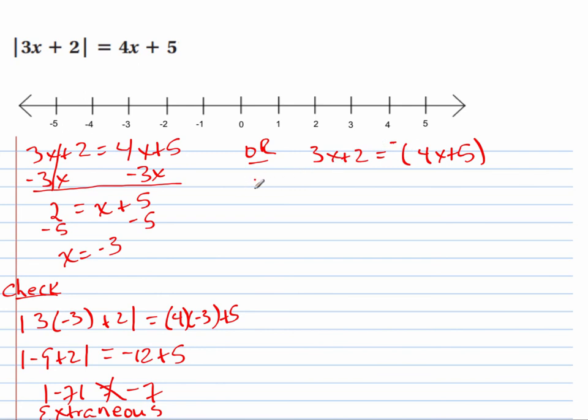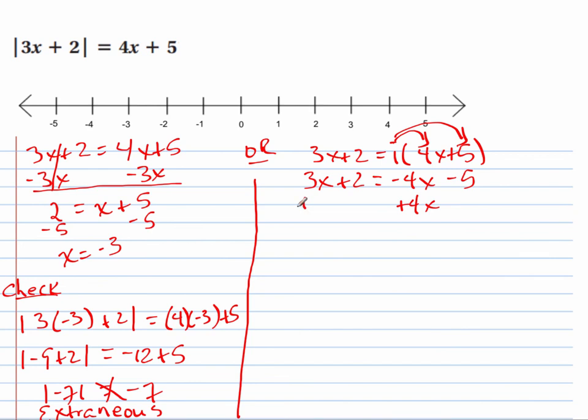Let's try this side here. So I'm going to make a nice long line here because these are going to be a little bit longer. I'm going to take this negative and I'm going to distribute it to both terms. So I have 3x plus 2 is equal to, let's see, minus 1 times 4x is minus 4x, minus 5. Now I'm going to add 4x to both sides. So when I do that, I have 7x plus 2 is equal to negative 5.